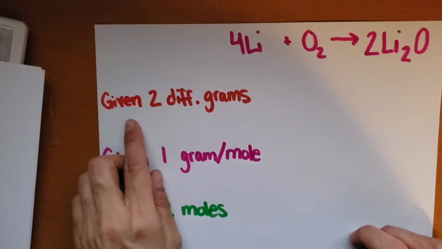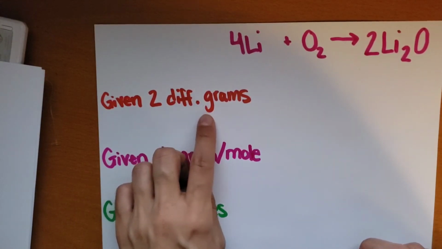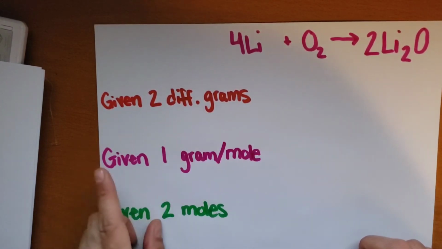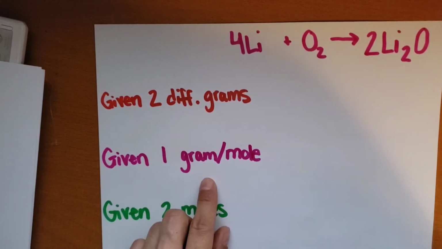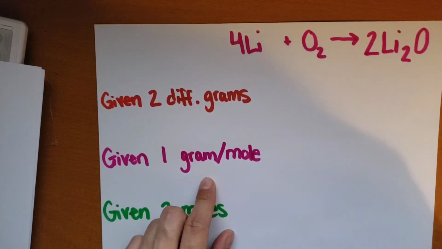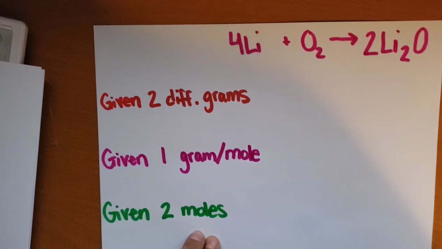Some questions will give you 2 different amounts of grams, and that will have a law of conservation of mass approach. Some questions will give you either grams or moles and ask you to find the other. That will use reference table T's mole calculation. And sometimes you'll be given moles of 2 different substances, like we discussed in this lesson, and here we will have to apply the mole ratio method. So let's look at each and every method.